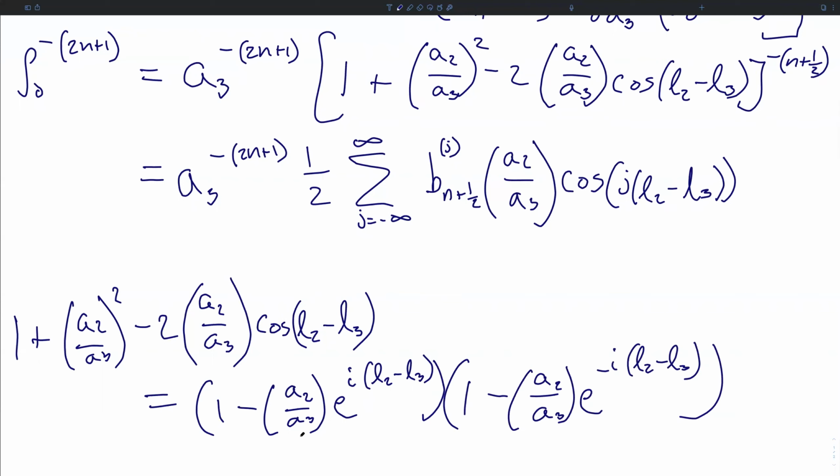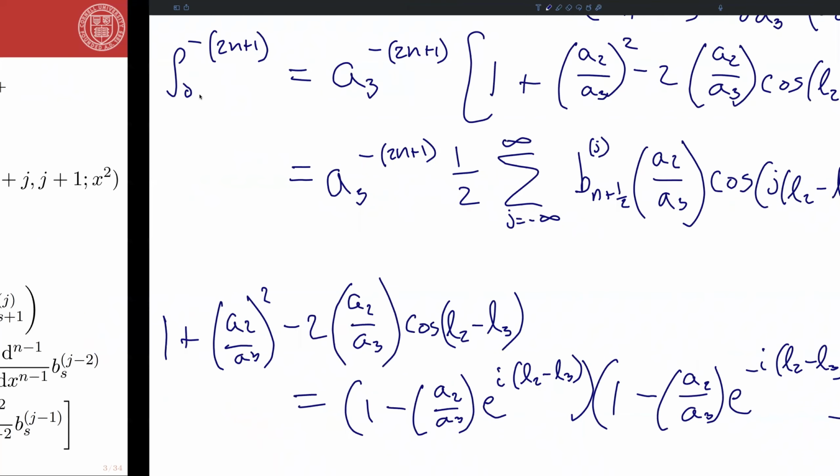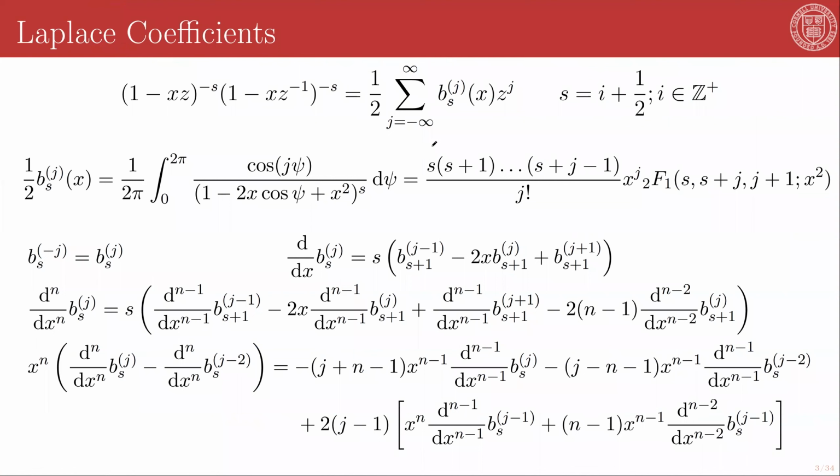1 minus a2 over a3 times e to the i times L2 minus L3. E here is Euler's number, so this is the complex exponential, all times 1 minus a2 over a3 times e to the negative i times L2 minus L3. Remember, e to the ix is the same as cosine x plus i sine x. When we expand this product, the imaginary parts of the exponential terms cancel, and so we're left with just our original cosine term. This product exactly matches this form, and so we know that we can apply the Laplace coefficient formalism.